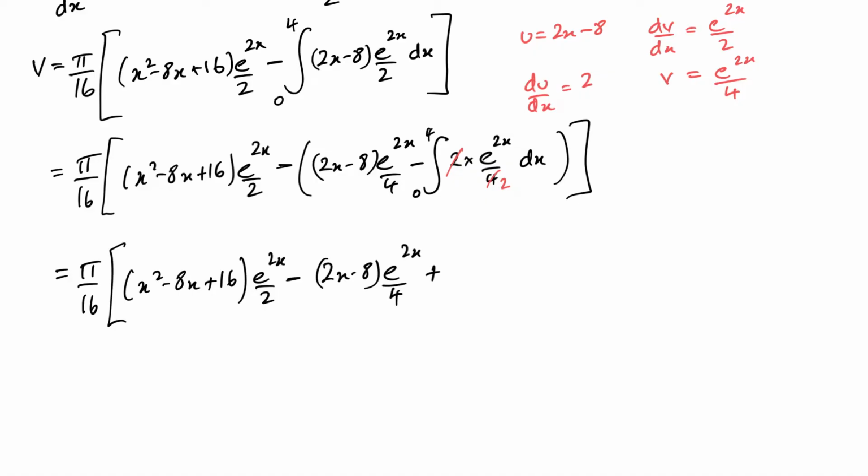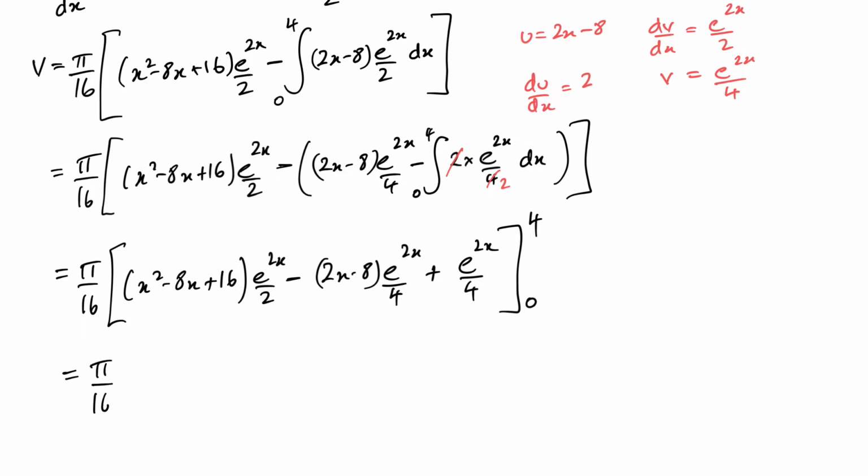plus, and it's plus minus times that, and minus times this minus is going to give me my plus, because I'm getting rid of this bracket. Integrating this, e to the 2x over 2 is e to the 2x over 4. So it's e to the 2x over 4. And all of this is between 4 and 0.